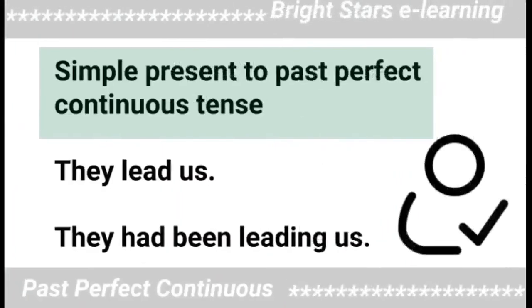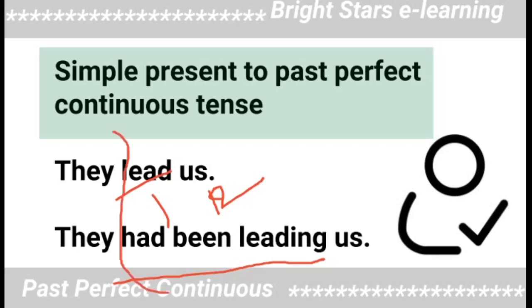And next one, we see simple present tense to past perfect continuous tense. Simply, how do we do it? Lead, what is this lead? Base form of the verb. Had been leading. Here you see first helping verb, second helping verb. So like this, here you see lead, only the base verb is there. In the case of had been leading, first helping verb, second helping verb plus main verb. Like this we have to transform.